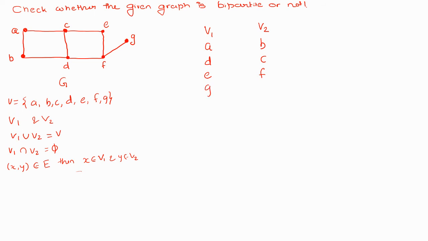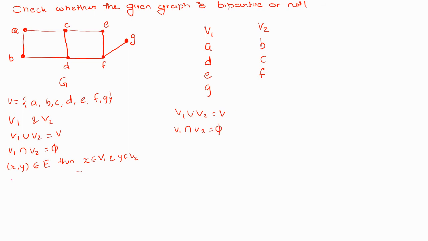E and G. Again, from C to E, there exists an edge. Therefore, this is how the things are partitioned. Okay, and every vertex and every edge has been covered, and we have V1 union V2 equals V, that is A B C D E F G. Okay, and V1 intersection V2 equals phi.